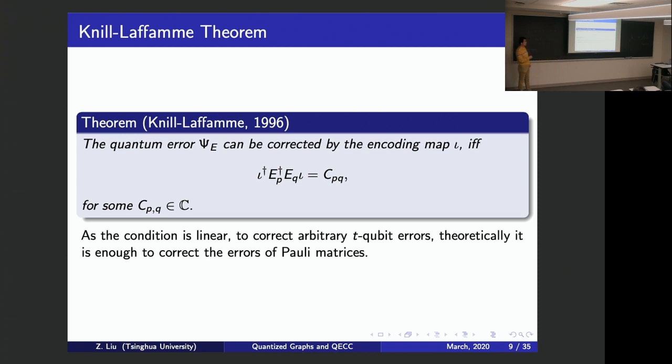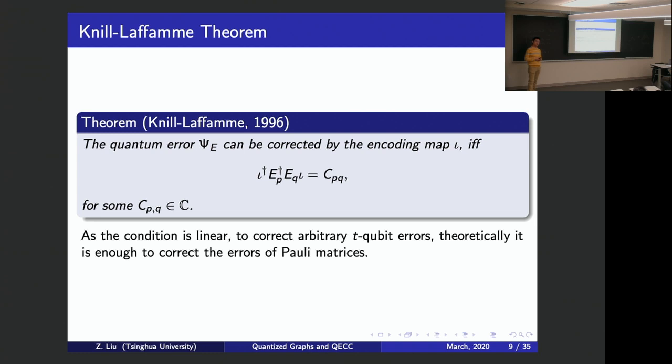So based on this condition, we know how to correct errors. There will be a recovery map. But theoretically, there is a problem. Sorry, theoretically it's good, but there is a problem in practice. The reason is the recovery map is a quantum channel, it's a CPTP map.